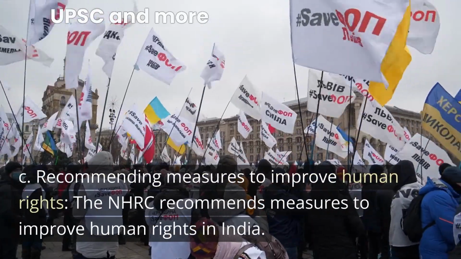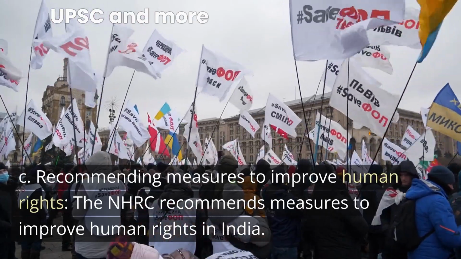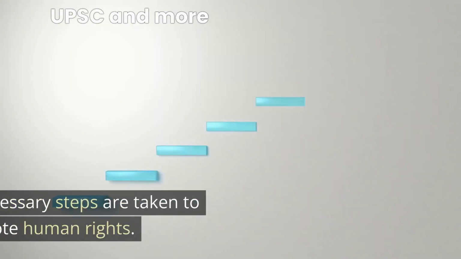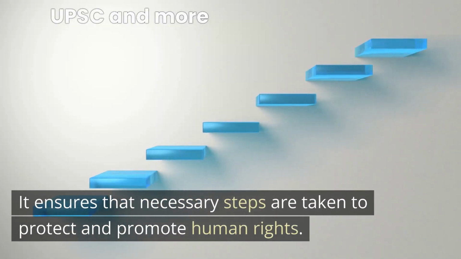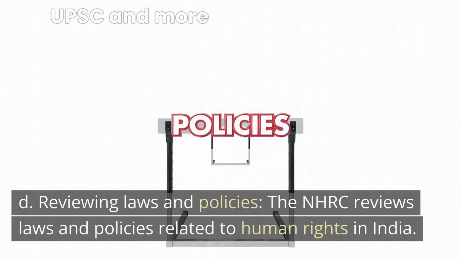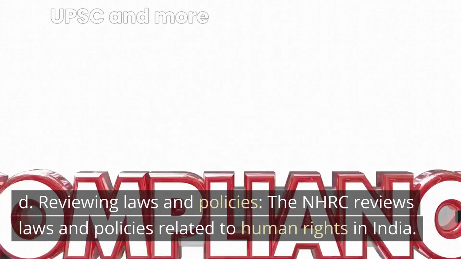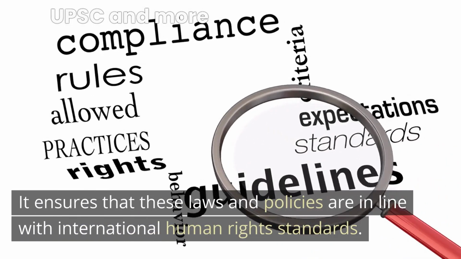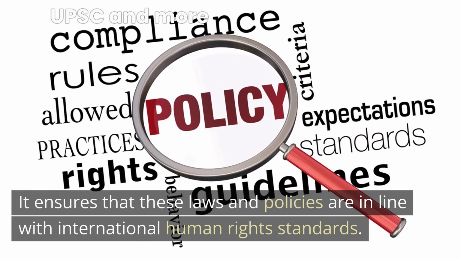C. Recommending measures to improve human rights. The NHRC recommends measures to improve human rights in India. It ensures that necessary steps are taken to protect and promote human rights. D. Reviewing laws and policies. The NHRC reviews laws and policies related to human rights in India. It ensures that these laws and policies are in line with international human rights standards.